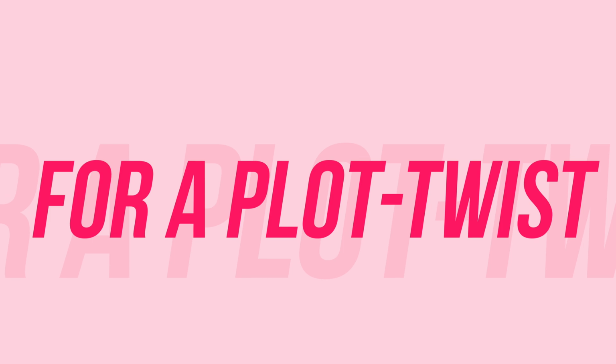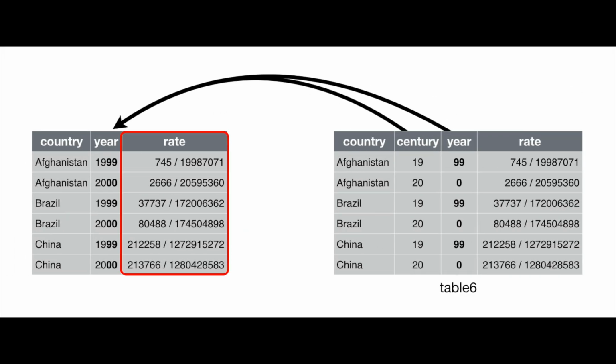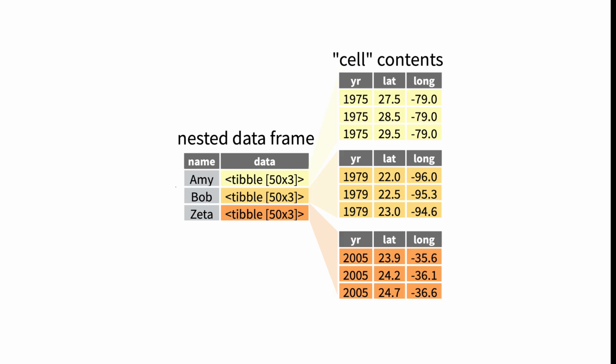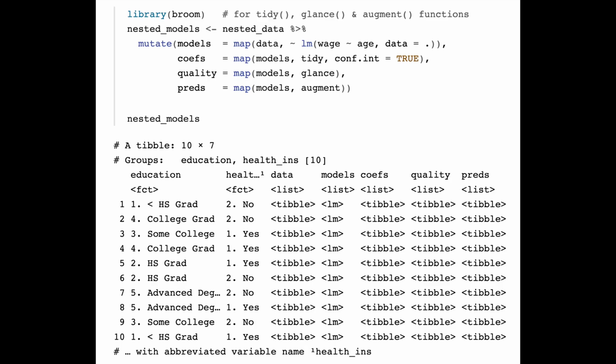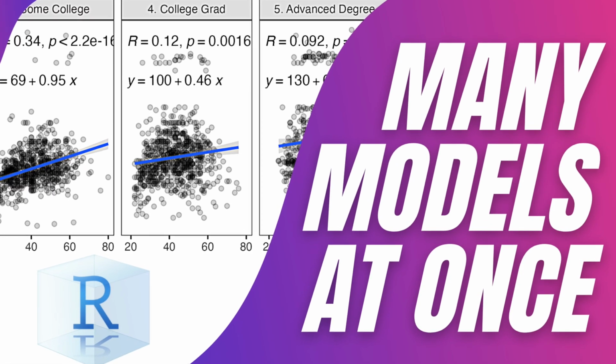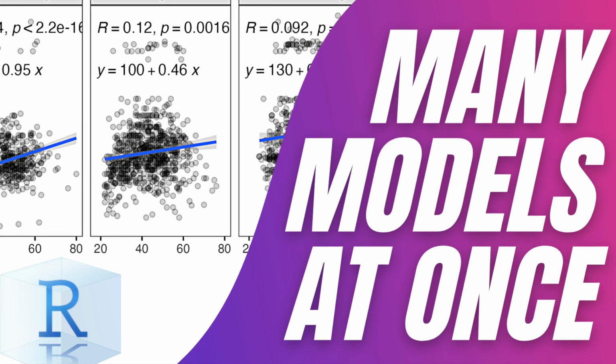But get ready for a plot twist. While storing several values in one cell is bad, storing several columns in one cell can actually be incredibly useful, because it helps to organize complex data and allows for more effective work with multiple subtables at once, using functions like map. For example, we can create multiple models and store their values for further use with just a few lines of code. I have also created a tutorial on multiple models, so feel free to check it out later.